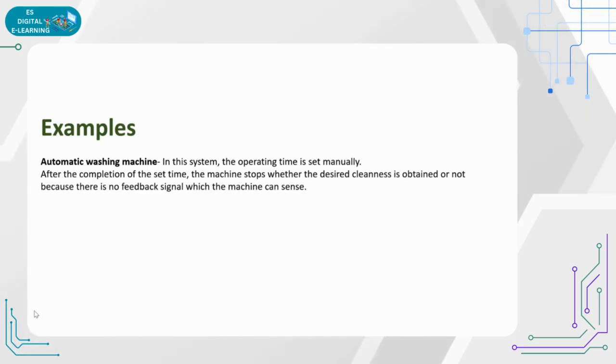So here the machine cannot see, okay, the clothes are fully washed. No, it won't see. It will just complete its process and stop. It won't think, the clothes still have dust, I need to wash it more, and do that kind of automatic sensing. Whatever we are setting, it will work and then stop. So that is an open loop system. We are giving the input and it will act on it, complete it, and stop.